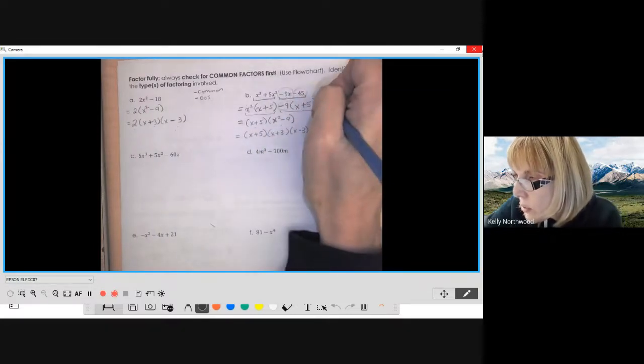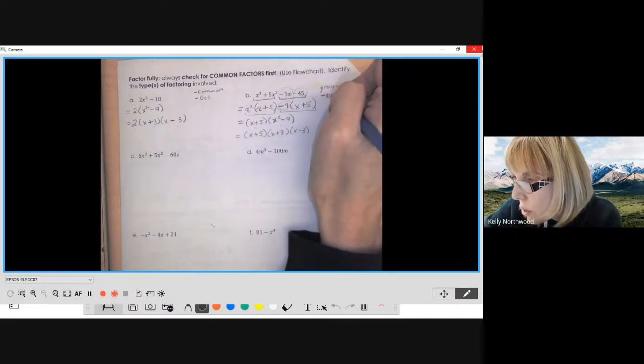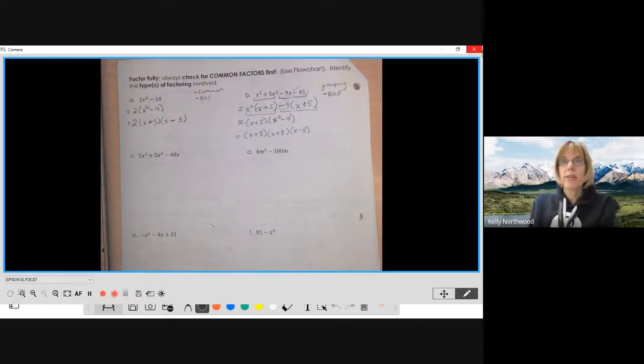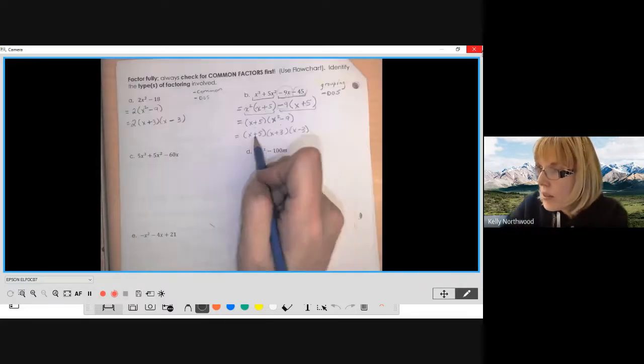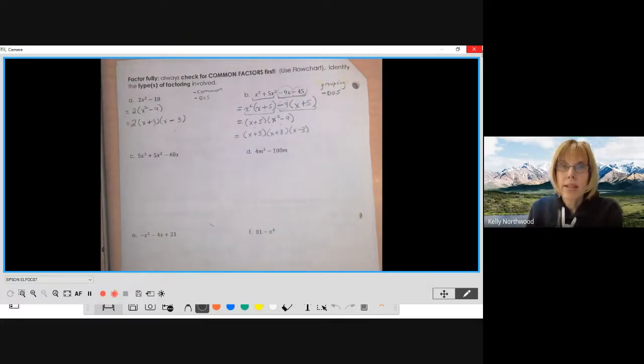So there's also a difference of squares. I just used DOS for a short form there rather than writing out difference of squares. DOS, difference of squares. Now it's fully factored. None of the factors have a degree 2. Done.